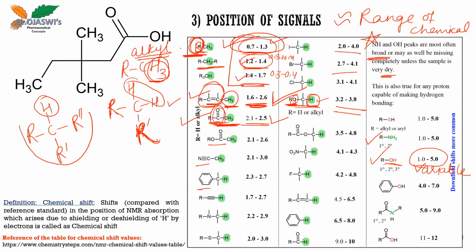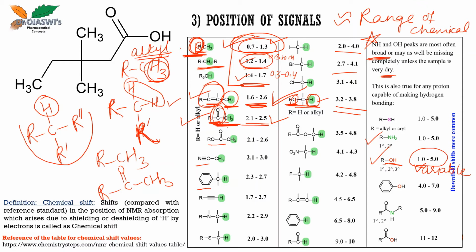Okay, and there are very characteristic values which you have to remember. You don't have to remember all the values. If you remember only RCH3, then RCH2, RCH, you can just calculate on your own. Just add 0.3 to 0.4 units for the deshielding. Then you can just remember RCOCH3. Then RCOCH2, RCOCH, you can go on calculating by adding 0.3 to 0.4 units for deshielding.